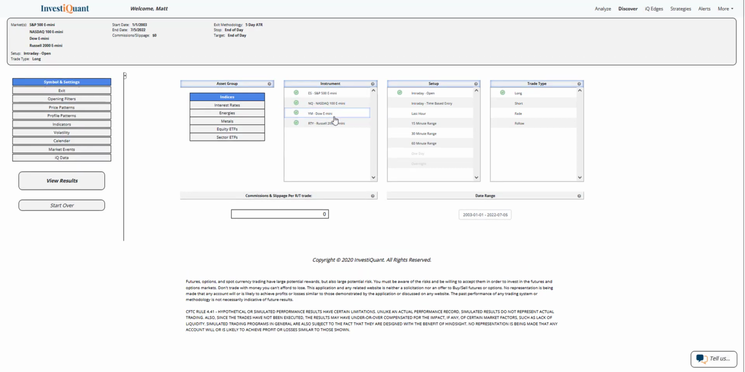So let me go ahead and get this set up, grabbing all four instruments. Our setup will be long at 9:30 a.m. Eastern Time and exiting at 4:15 p.m. Eastern Time. For this study, we're going to use two pieces of information. I always use an opening filter, but for this one, I'm going to skip over that today and just focus on seasonality and market environment.